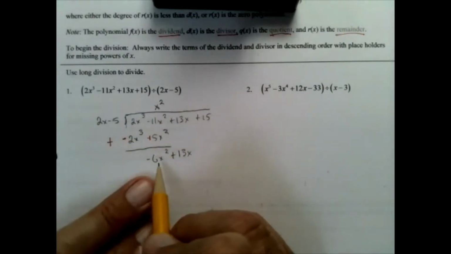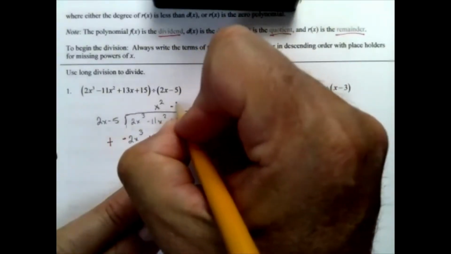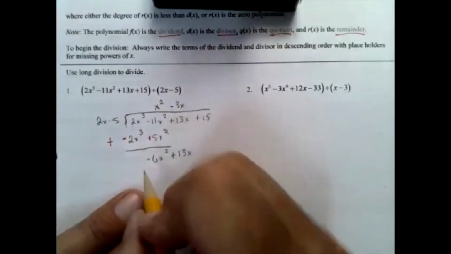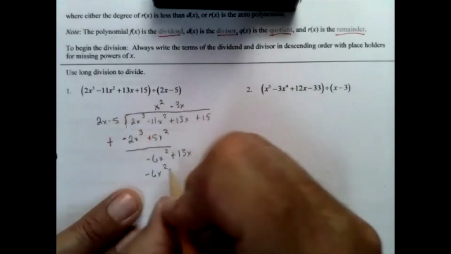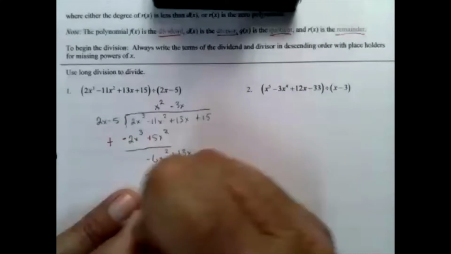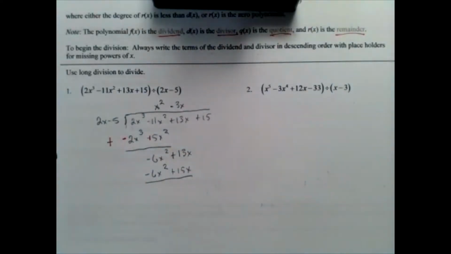I need a negative 6x, so I'm going to multiply by a negative 3x. That's going to give me my negative 6x squared plus 15x. How are we doing so far?